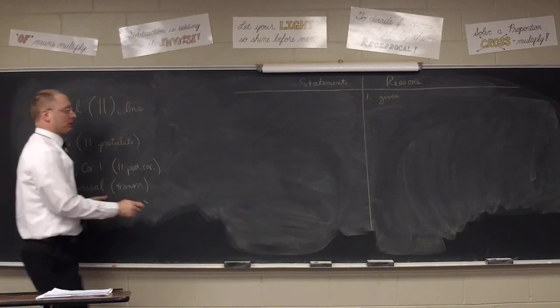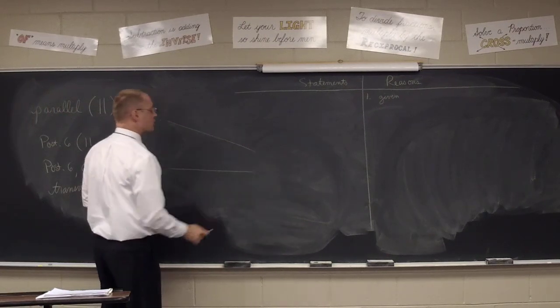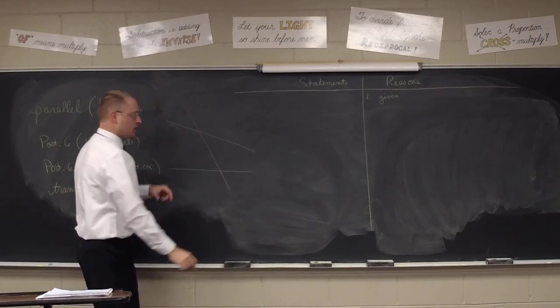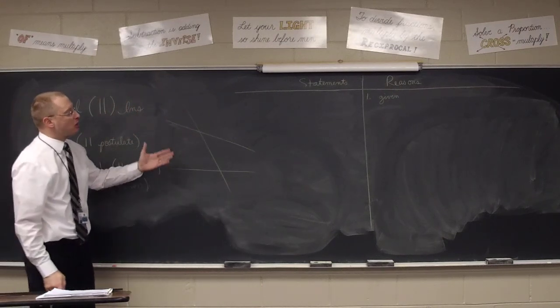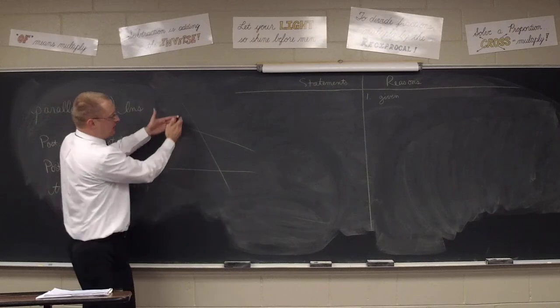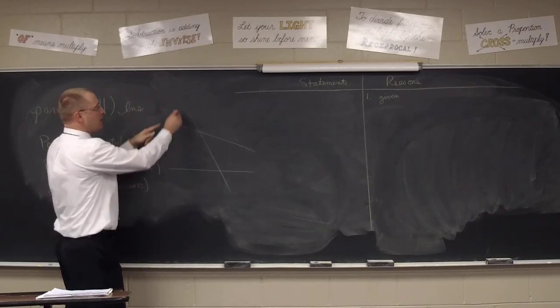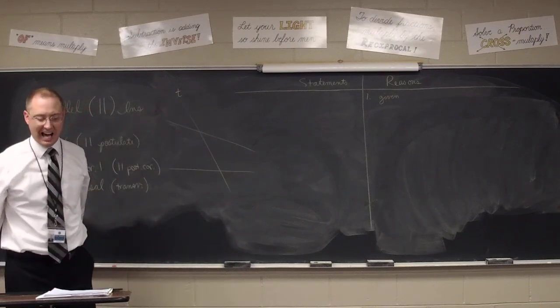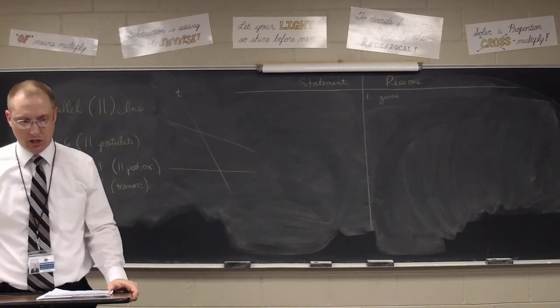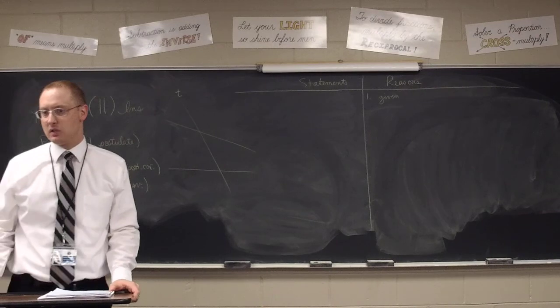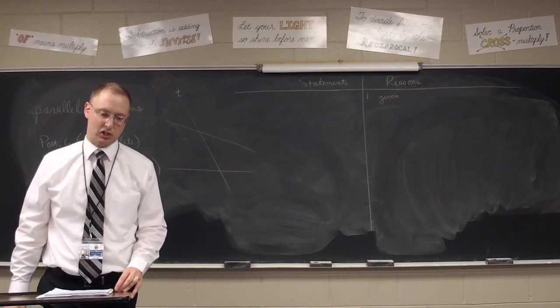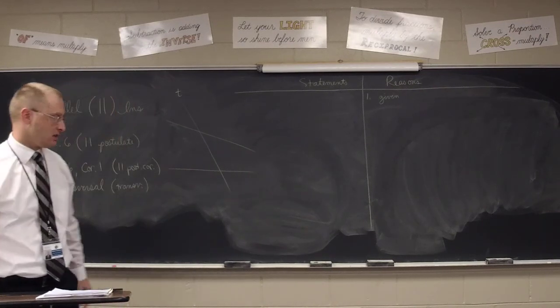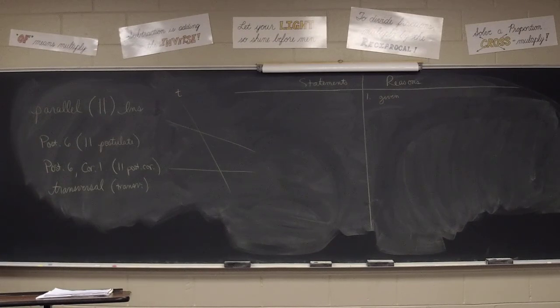So if you have a couple of lines, and there's a line that goes across to other lines, now we don't just have an intersecting line, but we have a line that creates two different intersections. This line is called the transversal. So your definition is a line that intersects two or more other lines.